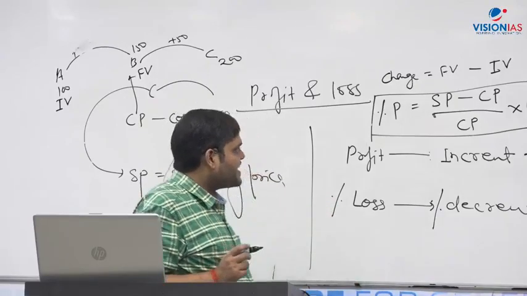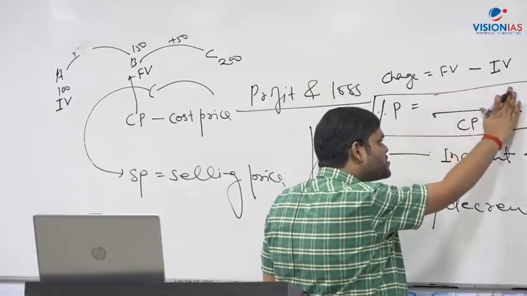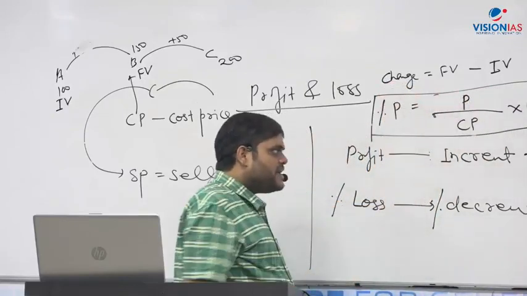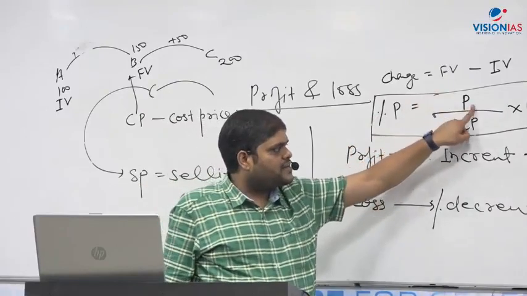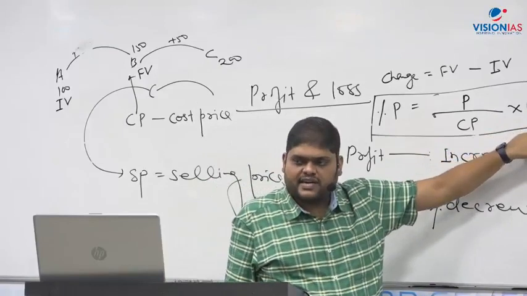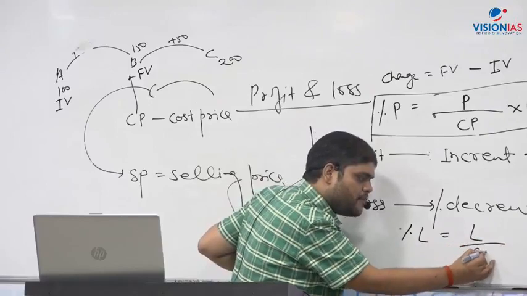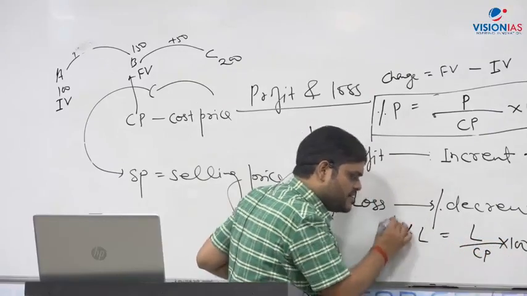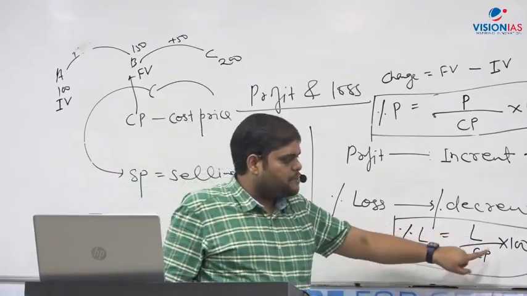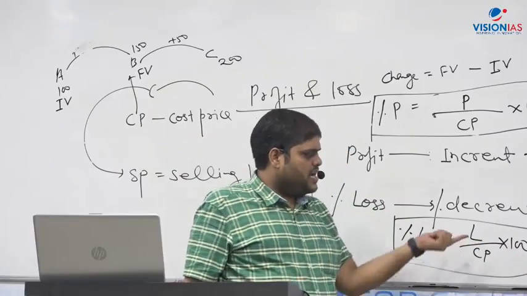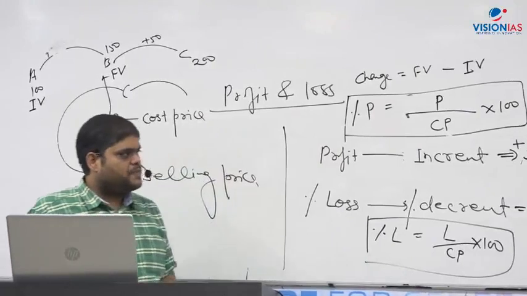Okay? Can I write this formula like this? SP minus CP, instead of SP minus CP, can I write P, profit? So your percent of profit becomes profit upon CP into 100. Similarly, your percent of loss becomes loss upon CP into 100. And what is loss? Still it's SP minus CP.